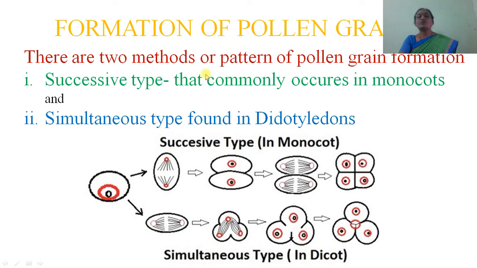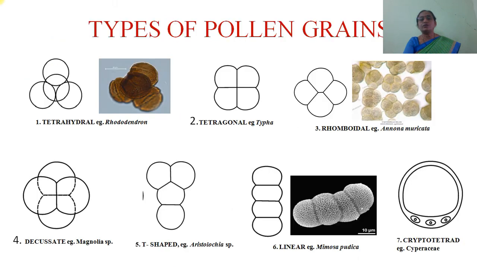There are two methods or patterns of pollen grain formation. The first is the successive type that commonly occurs in monocots, and the second is called the simultaneous type, which is found mostly in dicots. Here is the process. The upper one is the successive type. Successive type means at a time there is formation of 4 pollen grains in a tetrad, and in the simultaneous type first 2 are produced and after that 4 are produced, and it is called simultaneous type, which is the significant example of dicots.